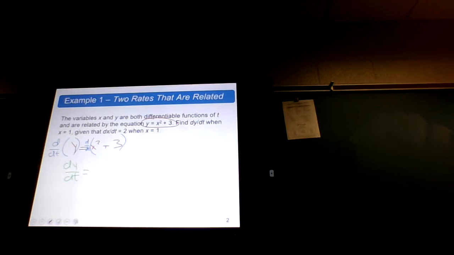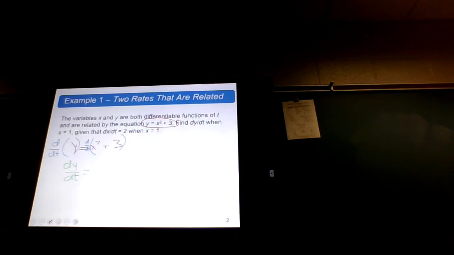Okay. All right, now let's do the easier one first. What is the derivative with respect to t of 3? 0, because it's a constant. Okay, does that make sense? Yes. All right, now harder. Well, a little bit harder. What is the derivative of x squared?